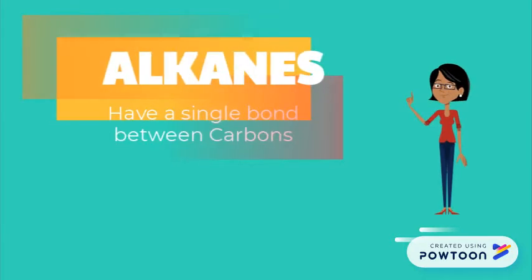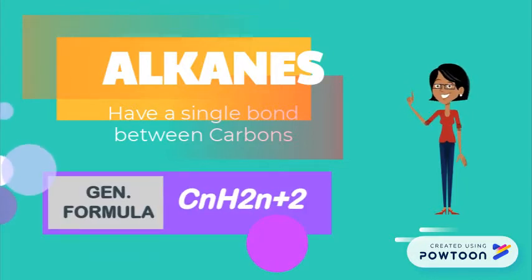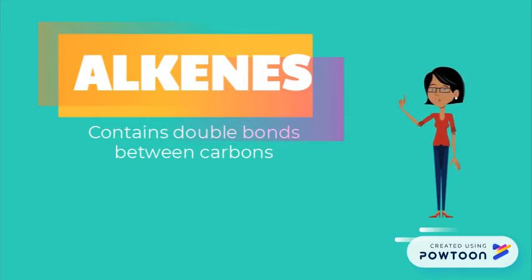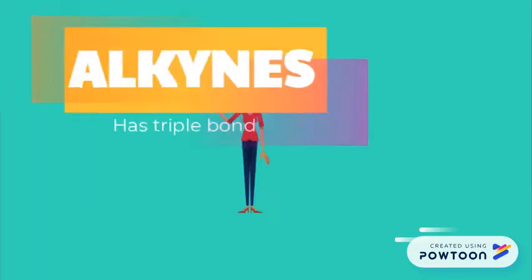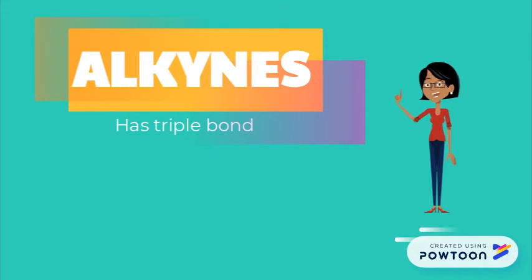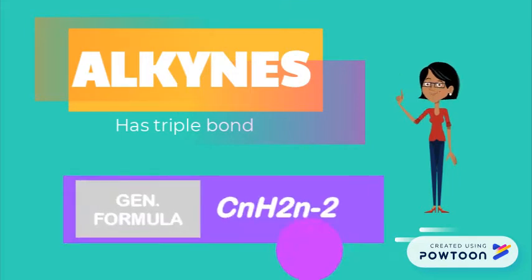Alkanes have a single bond between carbons. To quickly recognize this, it has a general formula of CnH2n+2. Alkenes contain double bonds between carbons. A quick way to recognize an alkene is through its general formula of CnH2n. On the other hand, alkynes have a triple bond with general formula of CnH2n-2.